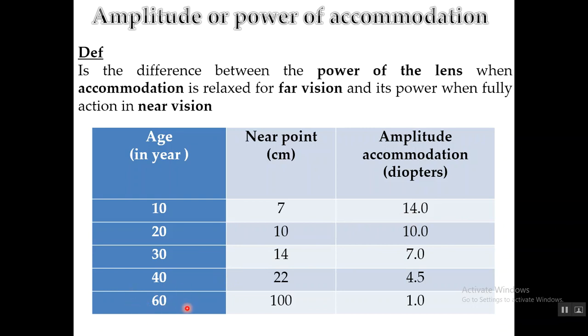At the age of 60, the near point increases to 100 centimeters, and the amplitude or power of accommodation decreases to what? To 1 diopter. Just 1 diopter.